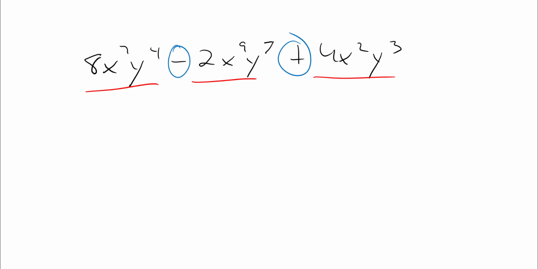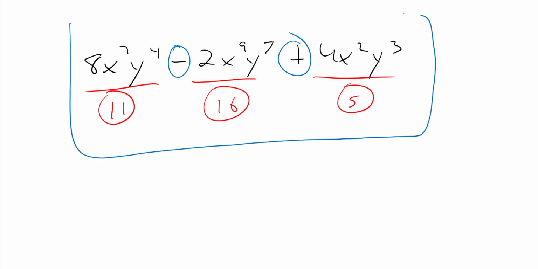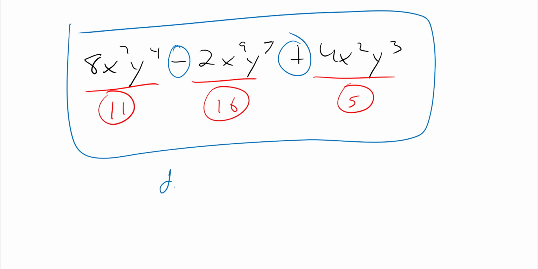So do you guys agree that this first one is 7 plus 4 is 11, so this is degree 11. And this one is 9 plus 7, which is 16, degree 16. And this is 2 plus 3 is 5, degree 5. So the degree of this whole polynomial, this is degree 16. Okay, because that's the highest degree right there. Okay, pretty easy.